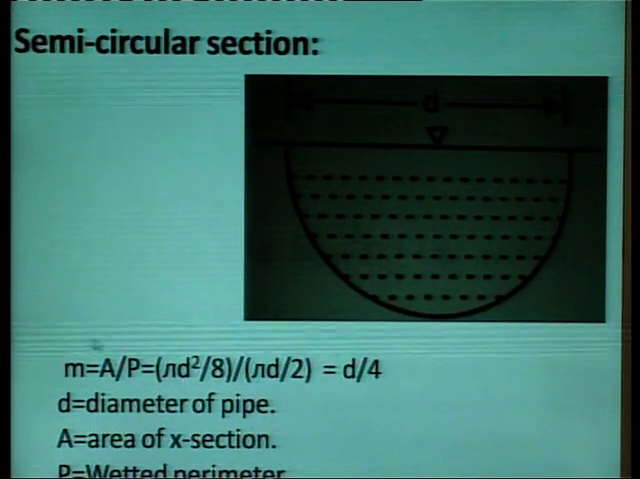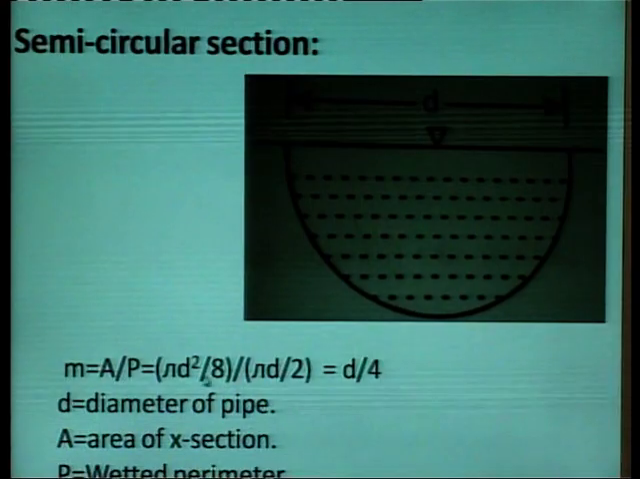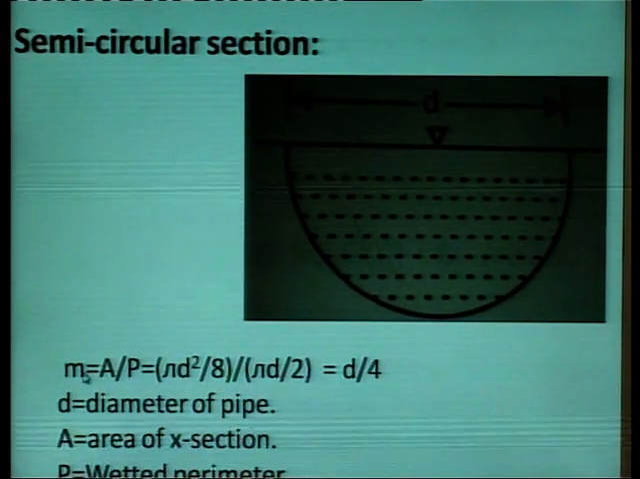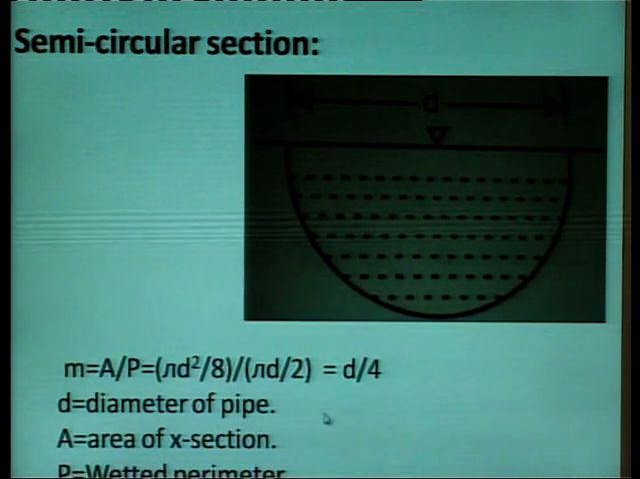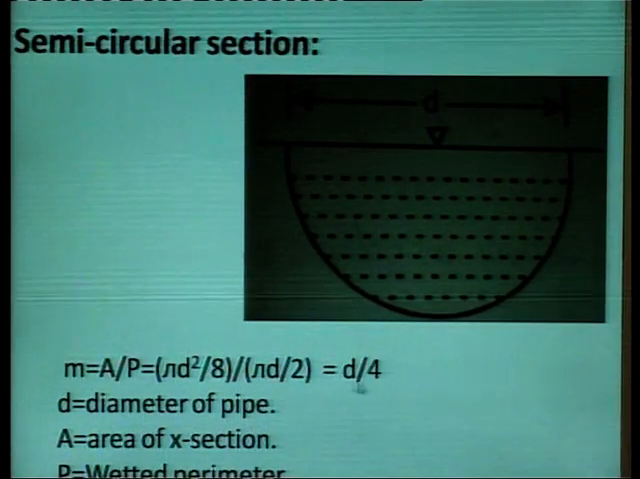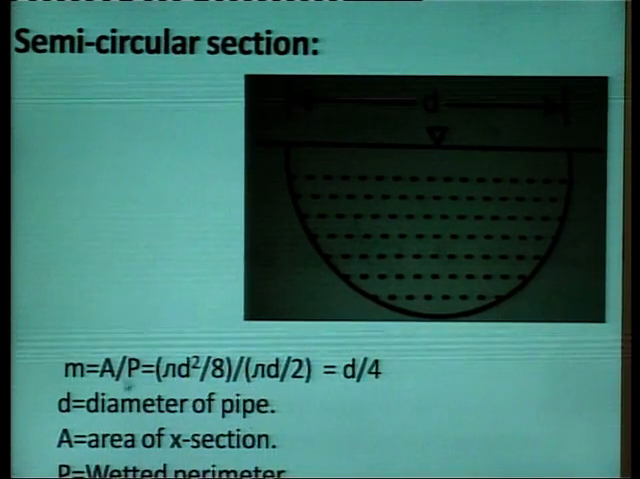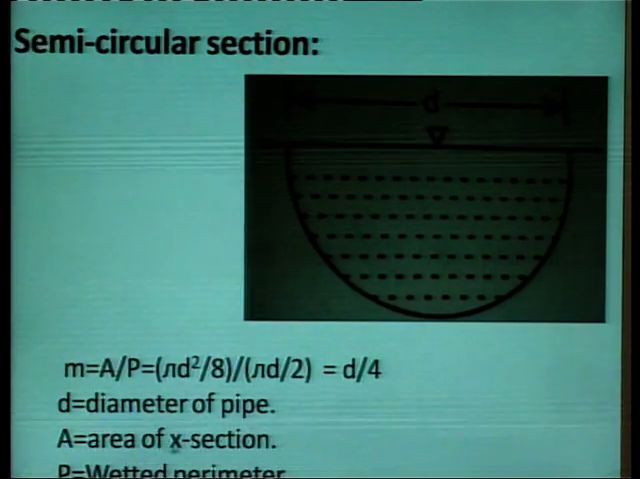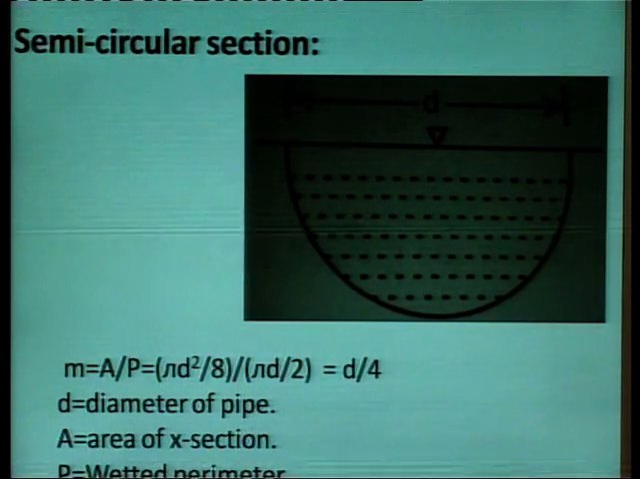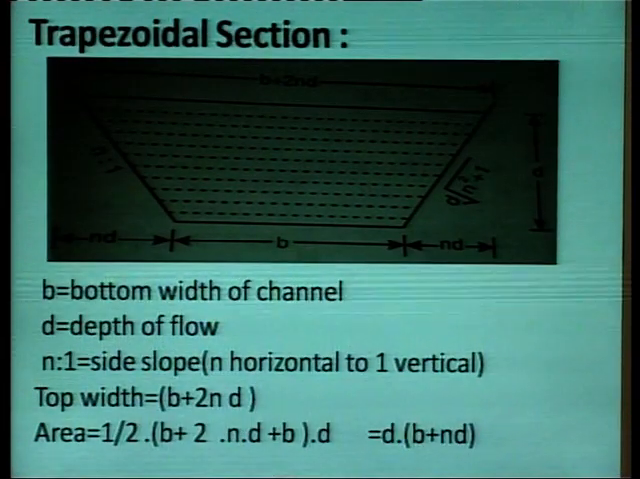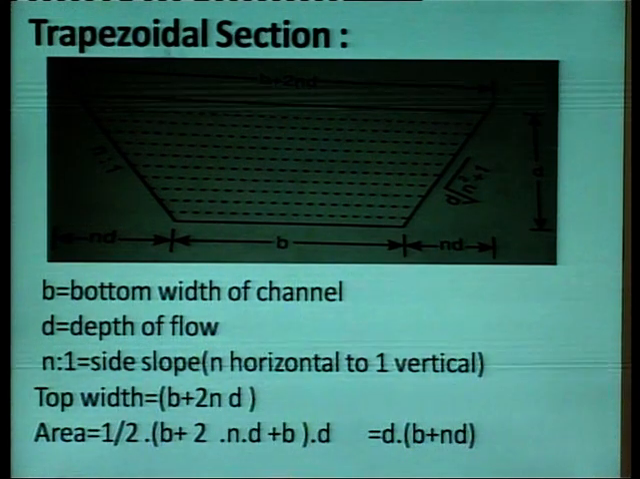So, when we solve this equation, the value of M, that is the hydraulic mean depth, also comes out to be D by 4, where D is the diameter of the pipe, A is the cross-section area and P is the wetted perimeter. Now, next is the example of a trapezoidal section.